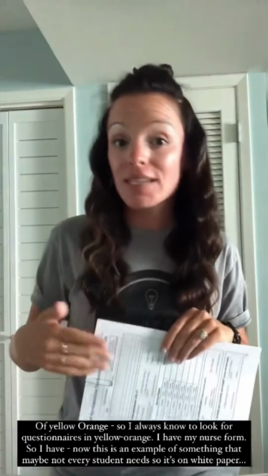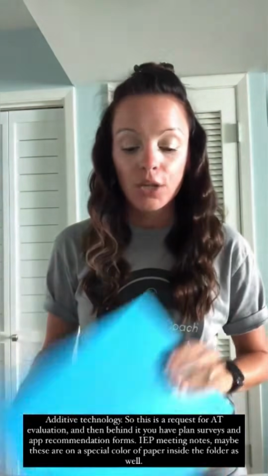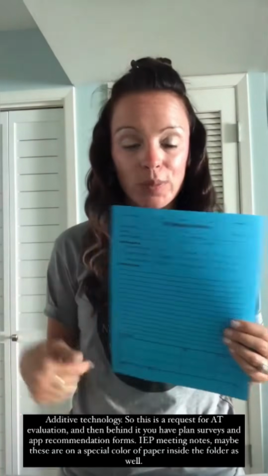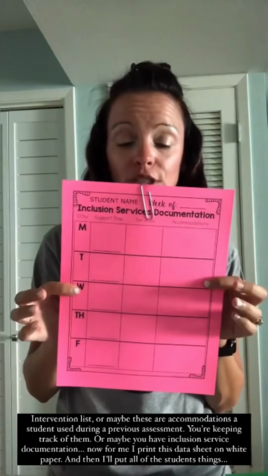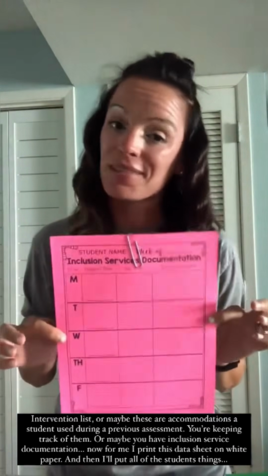So this is a request for assistive technology evaluation, and then behind it you have plan surveys, app recommendation forms. You have IEP meeting notes. Maybe those are in a specific color inside of your folder as well. Intervention list, or maybe these are accommodations that students use for a previous assessment. You're keeping track of them. Or maybe you have inclusion service documentation. Now, me personally, this is something I just print on white paper, and then I'll put all of the students' things in their own file folder, but I wanted to show you that you could have this in here as well. Maybe you have evaluation reports.